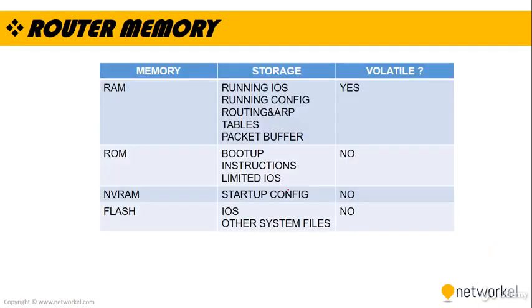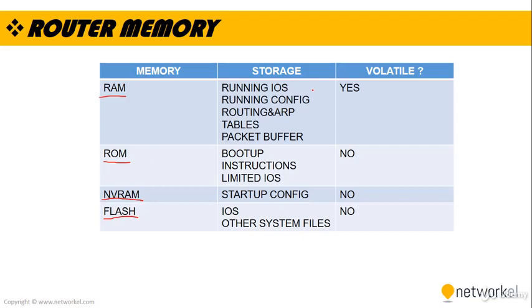Let's take a look at the router memory now. In router memory, we have 4 types of memory. The first one is RAM. The second is ROM, and the other ones are NVRAM and the flash.